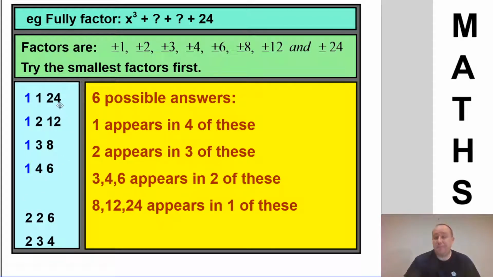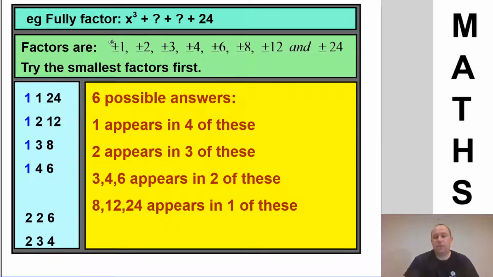And actually, as you get to the biggest numbers like 24, only one of these 6 possible answers actually has a 24 in it. So when you're trying your factors, don't just pick random numbers. Don't just suddenly see, oh, I notice 8 works. Start with the smallest ones first, because that's the most likely to be the correct answer.